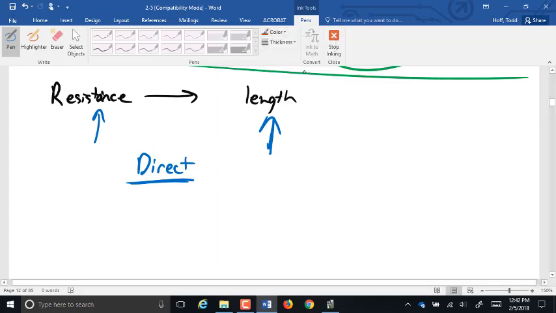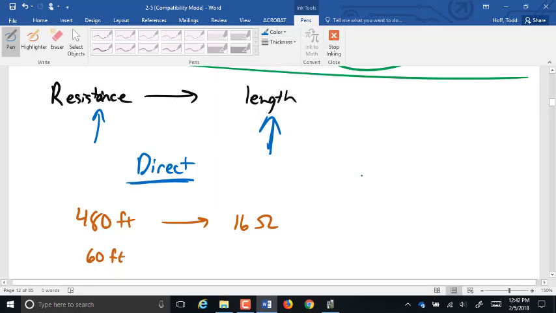So if I have 480 feet of wire that has a resistance of 16 ohms, what will be the resistance of a 60-foot piece of that wire?